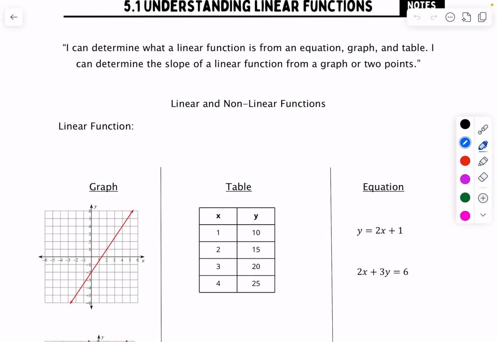So let's define a linear function. A linear function is a function that has a constant rate of change. Keyword here is constant, meaning the same. So it changes at the same rate, and it forms a line when graphed.